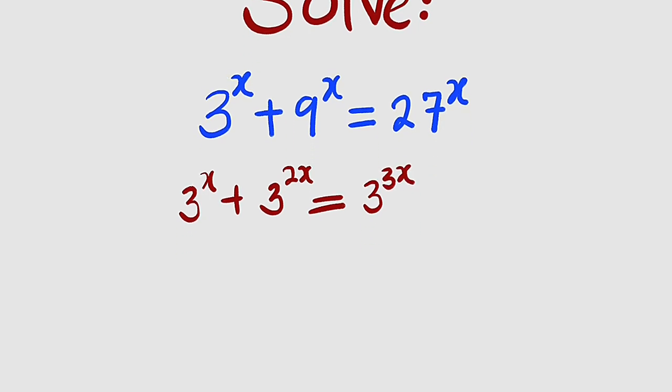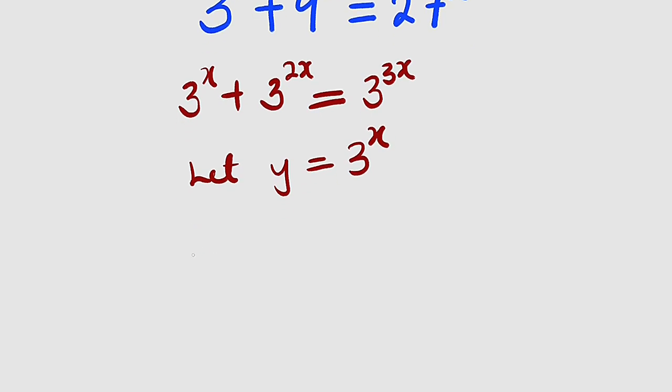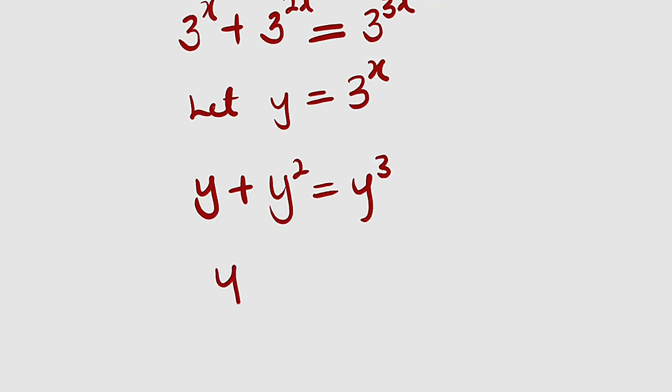So substitution. I would like to let y be equal to 3 to the power of x. Therefore, our equation becomes y plus y squared equal to y to the third power. If you rearrange this, you have y to the third power. If y squared crosses over, it becomes negative y squared. If y crosses over, it becomes negative as well. The whole of this equals 0.